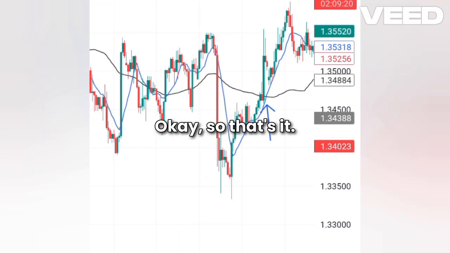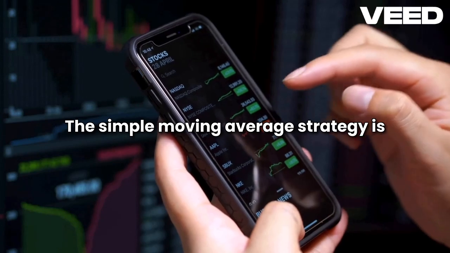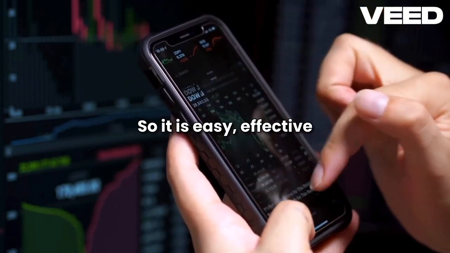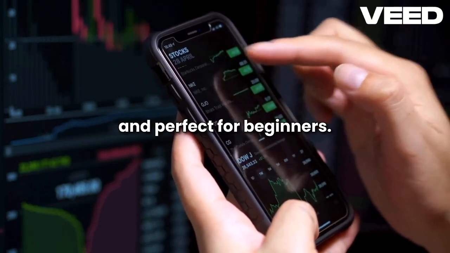So that's it. The simple moving average strategy is your ticket to trading with confidence. It is easy, effective, and perfect for beginners.